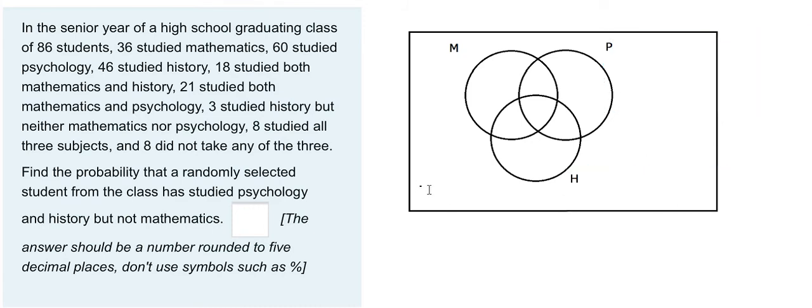We know that the total number of people in here is about 86, and we have 8 students who don't check any of the 3, so we put number 8 in here. About mathematics we have 36, psychology we have 60, history we have 46. Now we have 8 students who study all 3 subjects, so we put number 8 in here.